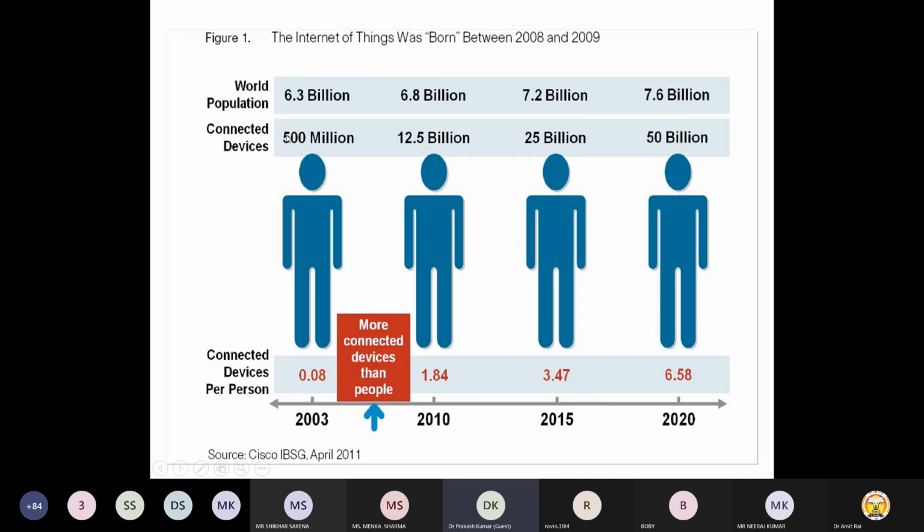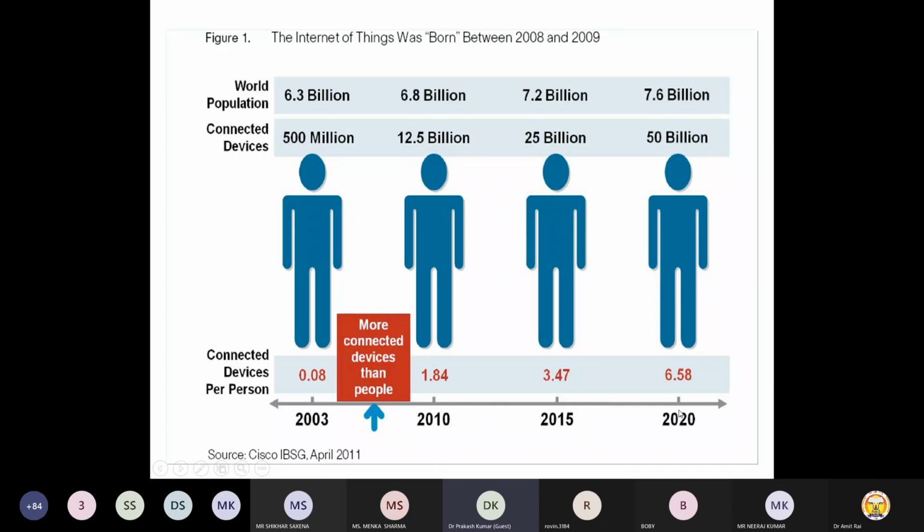Here, in 2010, 6.8 billion population, 12.5 billion connected devices. So per person, the device count was 1.84. Now you look at 2020 and 22. Today, the average devices per person is 6.58.